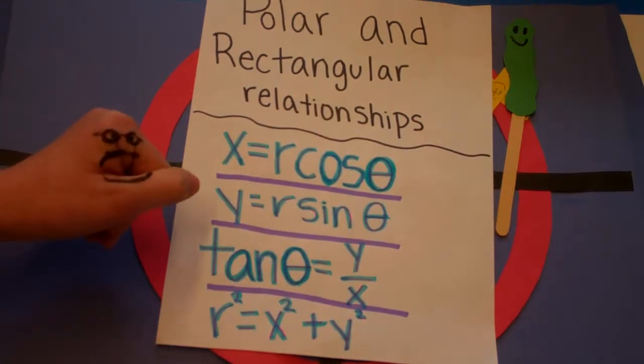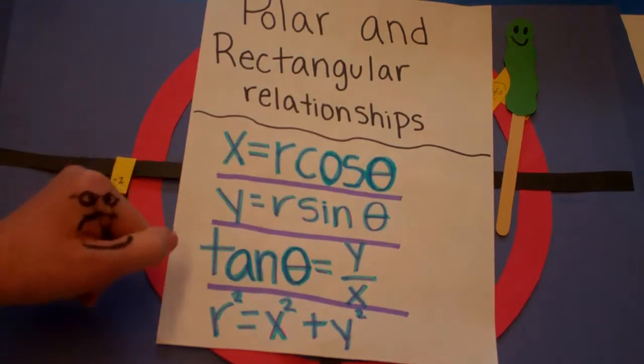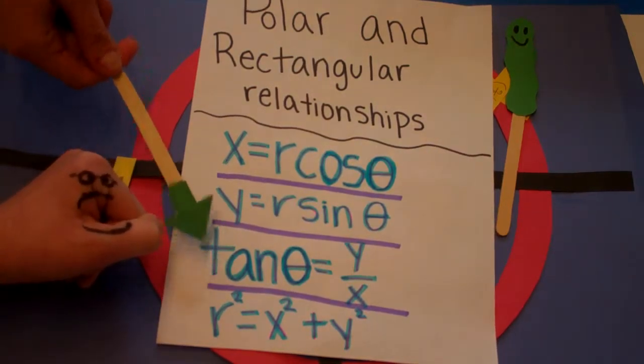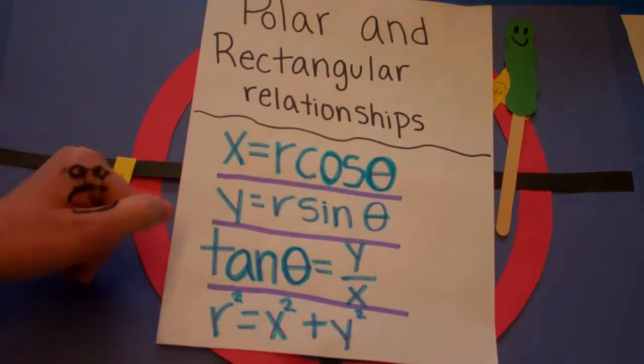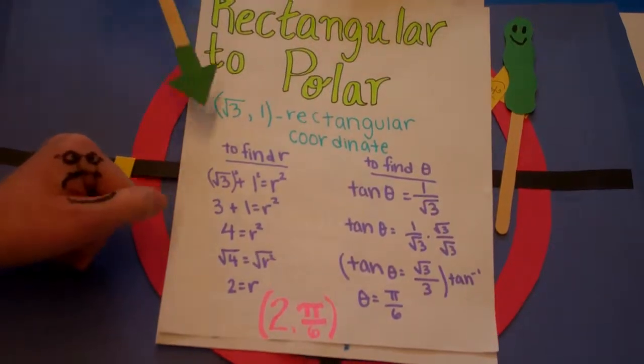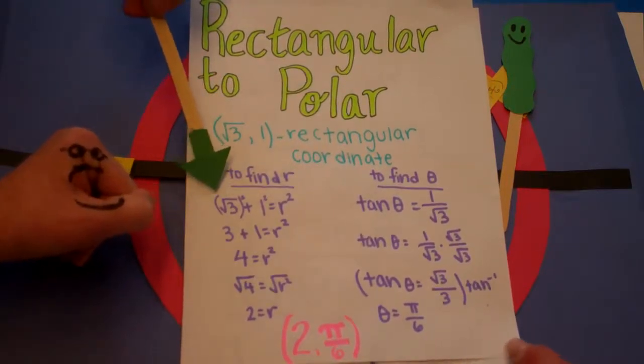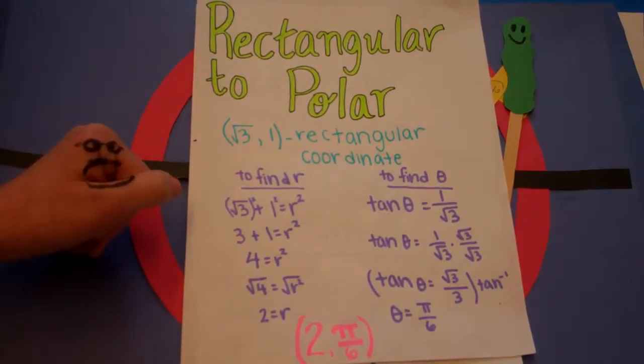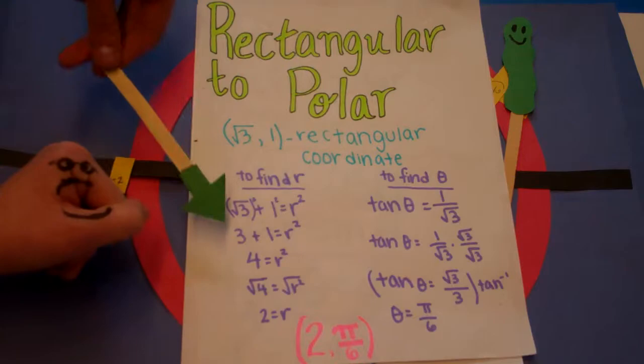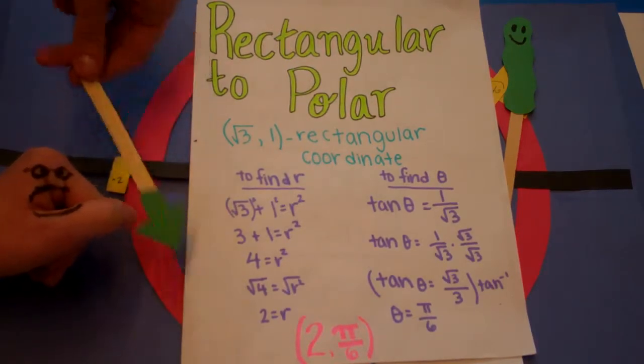Very good. Now the formula we are going to use is r squared equals x squared plus y squared. Now let's plug in x and y in the equation. To find r, we set up the equation r squared equals root 3 squared plus 1 squared. After solving for r squared, we get that r squared equals 4, so r equals 2. We have now found the value of r.